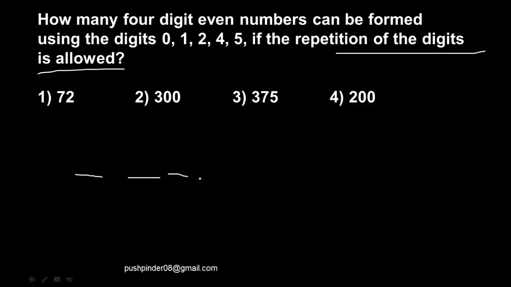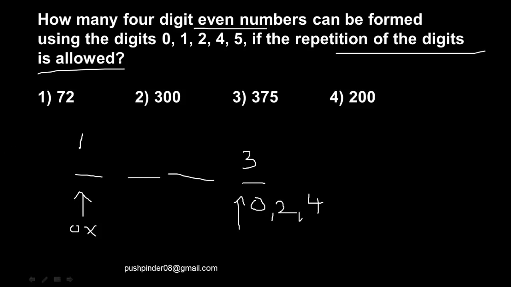Now there is a condition on 2 places. Over here 0 can't come, but in the last place only 0, 2 and 4 can come, since you're forming even numbers. So in the last place you can fill only 3 numbers. In the first place 0 can't come, so you can fill any of the 4 numbers. In the other places you can fill any of the 5 numbers, since repetition of digits is allowed. So your answer is nothing but 300.